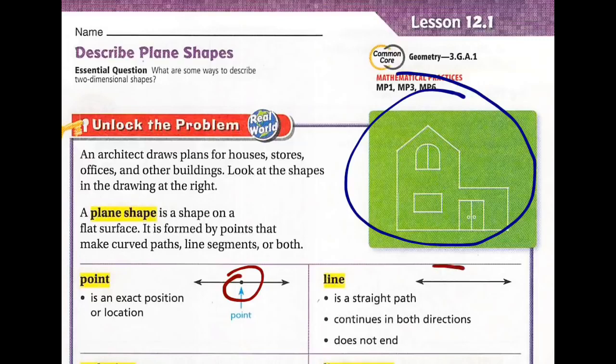A line is a straight path that continues in both directions and does not end. These arrows mean that it goes on forever in both of those directions.